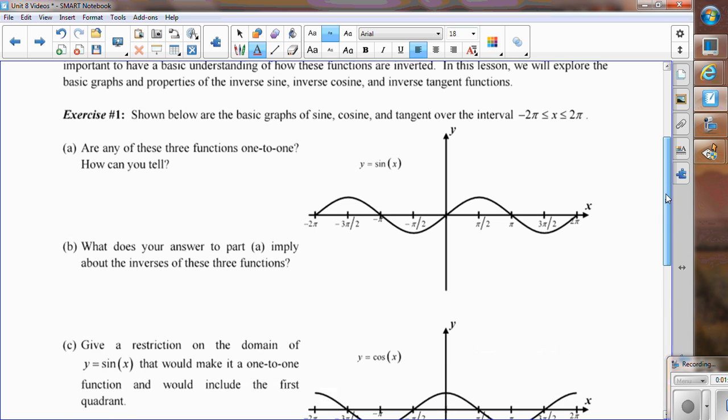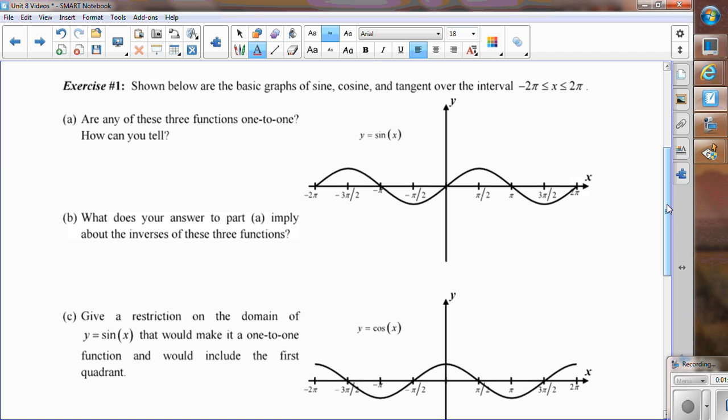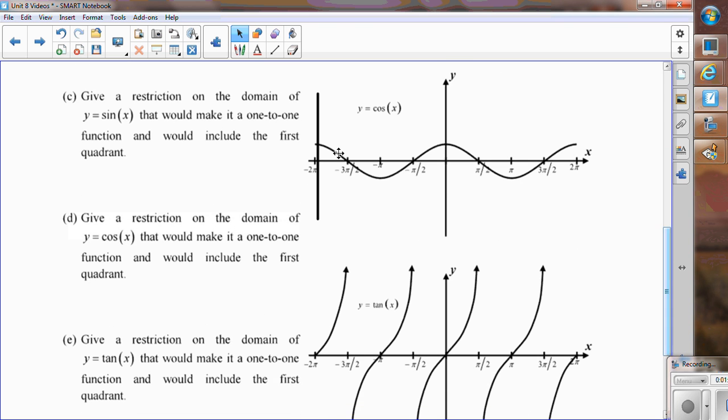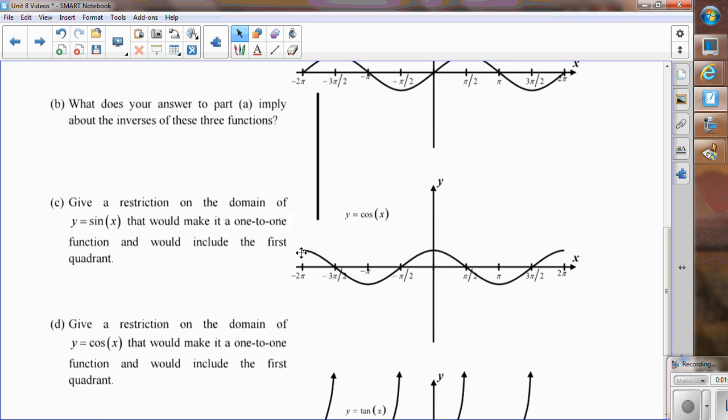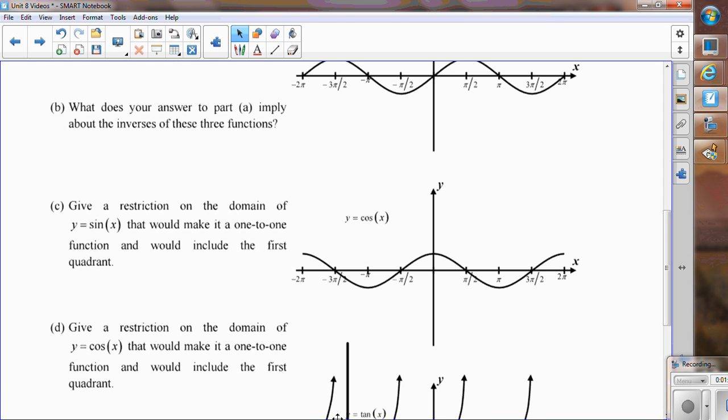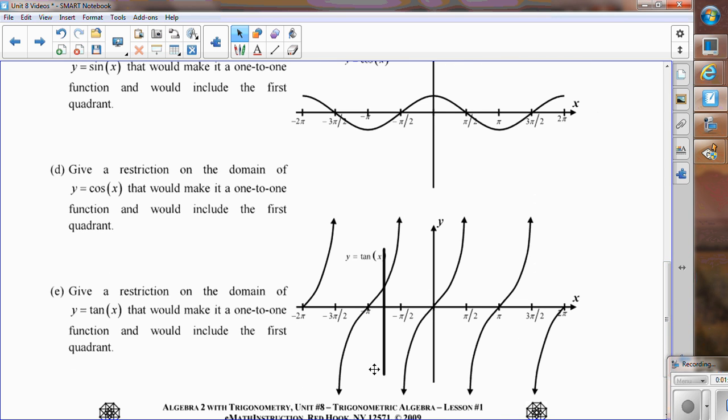And are any of these functions one-to-one? So we have to go back to the beginning of the year and think about what that meant. To be a function, it has to pass the vertical line test. So if I take a vertical line and move it back and forth, all three of these functions pass the vertical line test, thus they are called functions. If I bring this even down to tangent, it passes the vertical line test. Let me just show you a little more clearly.